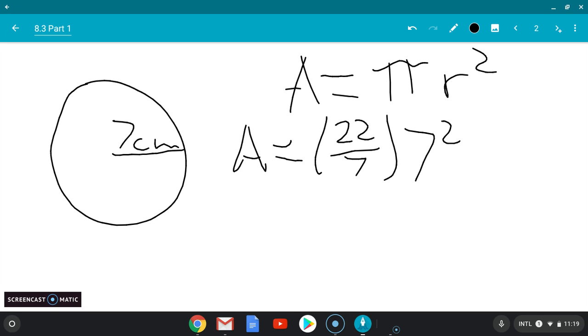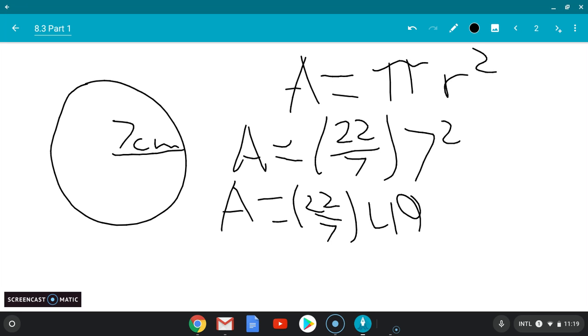Okay, well, let's simplify this down. Let's take it one step at a time. So I'm going to leave my 22/7 alone. Okay, but 7 squared, that's 7 times 7. So we're going to get 49. So then we have area equals 22/7 times 49. You can enter this in your calculator now.